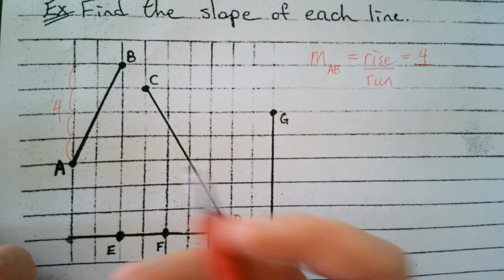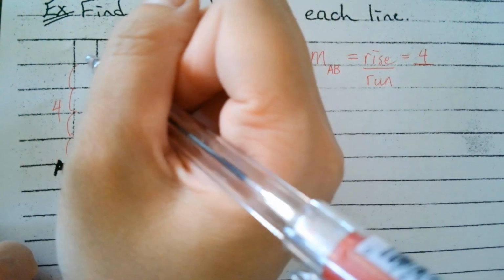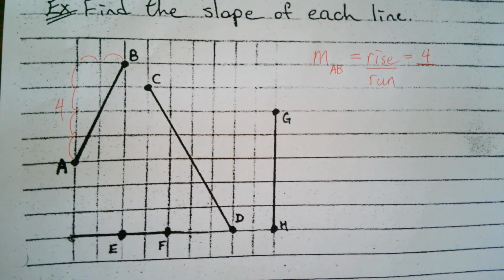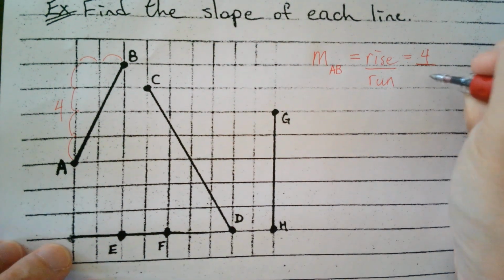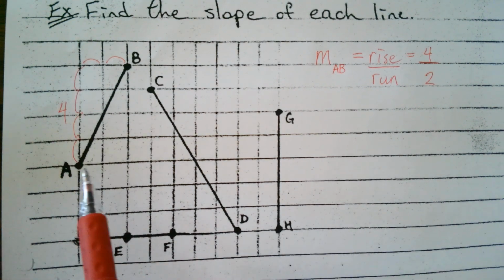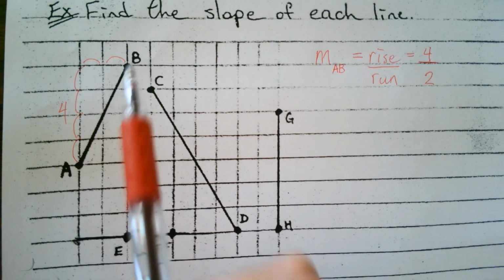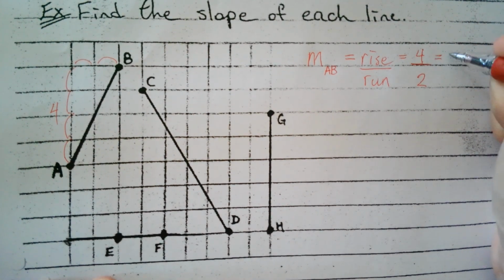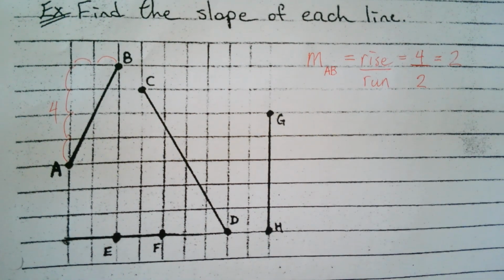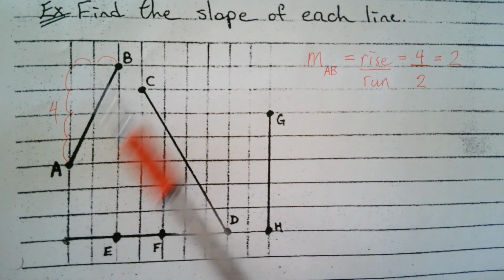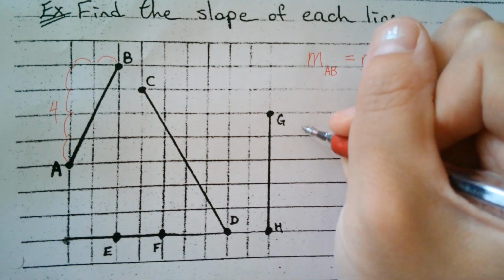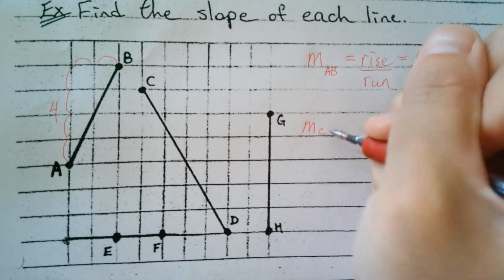And then once you get out of the elevator, Brianna, you are which unit to the right of it? 2. Yeah, there you go. So go up the elevator, and she is the second door on the right. So 4 over 2. You can reduce that. 4 divided by 2 is just 2. Therefore, the slope of this line is 2. Okay. Let's try C and D. Slope CD.